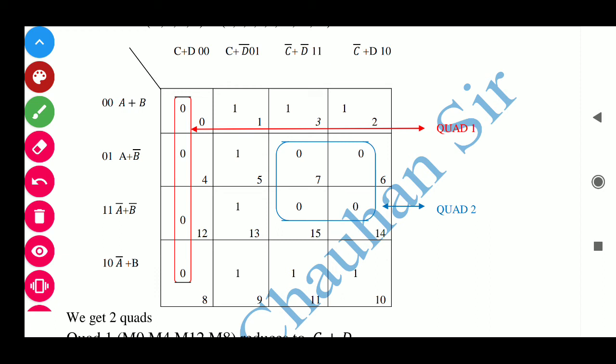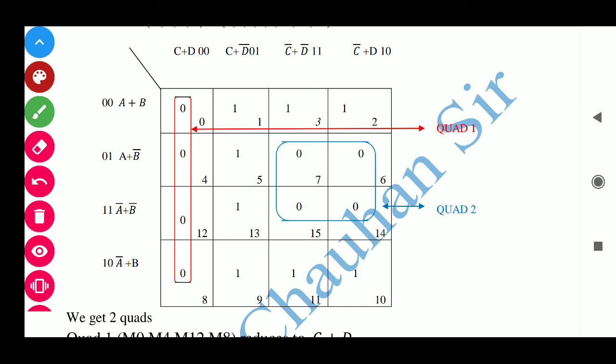Then you have to write the variables: A plus B naught, because for A you write it for 0 and you put the bar for 1. This is just the opposite of SOP. So 1 1 means A naught plus B naught, 1 0 means A naught plus B. In the same way, for columns, 0 0 is C plus D, 0 1 is C plus D naught, 1 1 is C naught plus D naught, and 1 0 is C naught plus D. Clear? Now see, we can make two quads, one is red and one is blue.